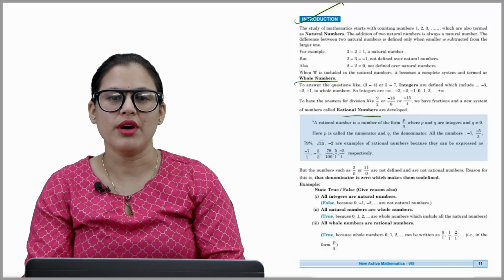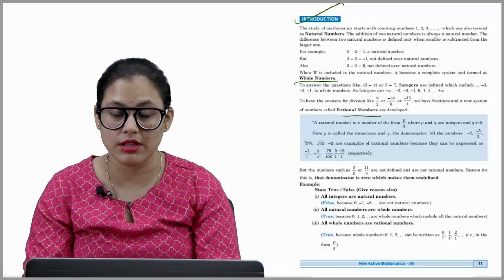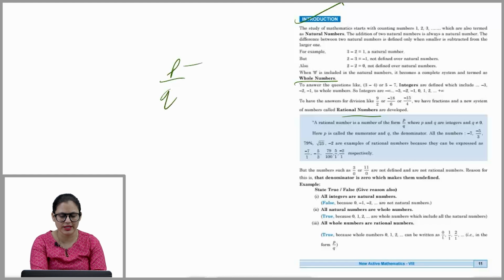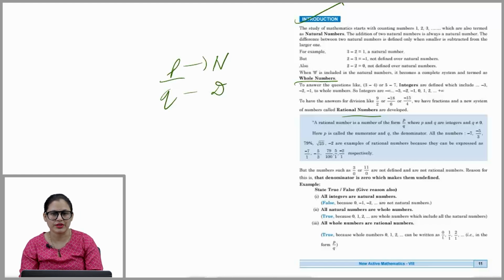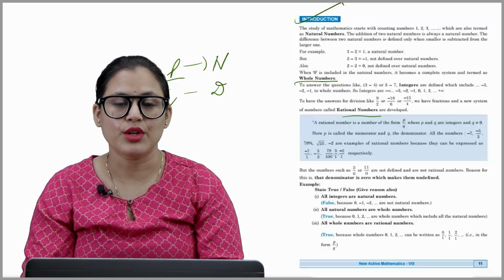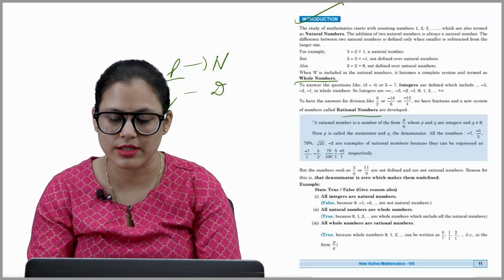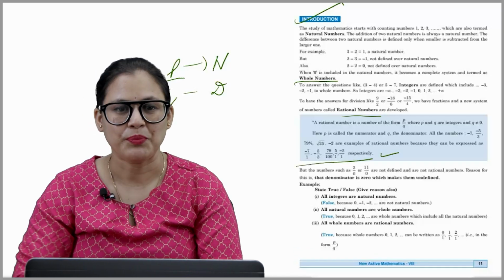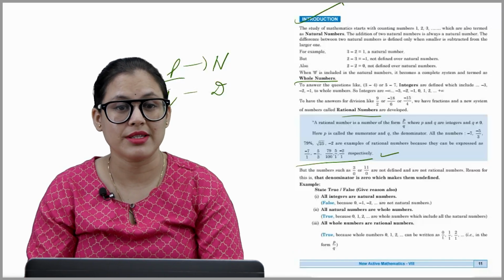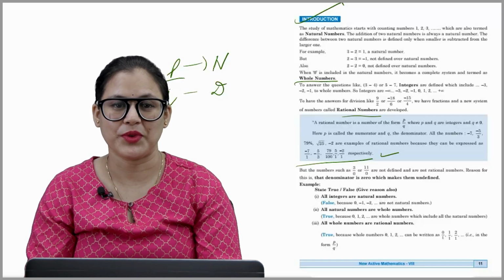A rational number is a number of the form p by q, where p and q are integers and q is not equal to 0. Here p is called the numerator and q is the denominator. All the numbers minus 7, minus 5 by 3, 79%, under root 25, minus 2, are examples of rational numbers because they can be expressed like this, okay. But numbers such as 3 by 0 or 11 by 0 are not defined and are not rational numbers. The reason for that is the denominator is 0, which makes them undefined, okay.